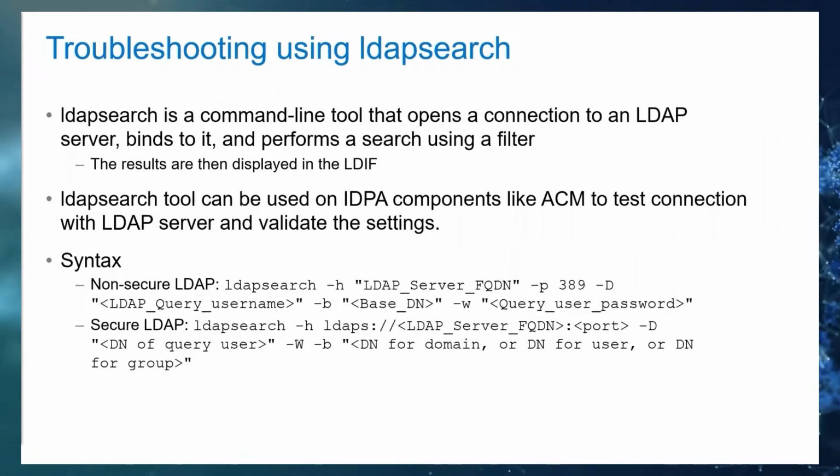Similarly, for secure LDAP, you can do so as well. ldapsearch -H ldaps://, you put the URL there. So you put the LDAP server FQDN:port number, -D, put the details of the query user, -W would actually prompt you for a password, right? -b for the base DN, etc.